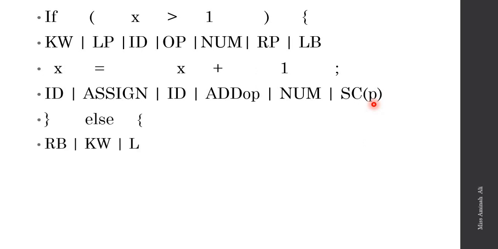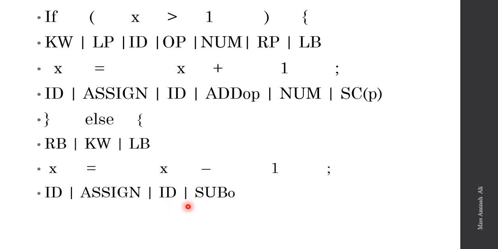Then again we had the next statement. Now here we have a right bracket, else is again a keyword, and then we have a left bracket. Then again we have x is equal to x minus 1 and a semicolon. It is just like the same statement as we discussed above, only here we have a subtraction operator and the rest of the things are the same.